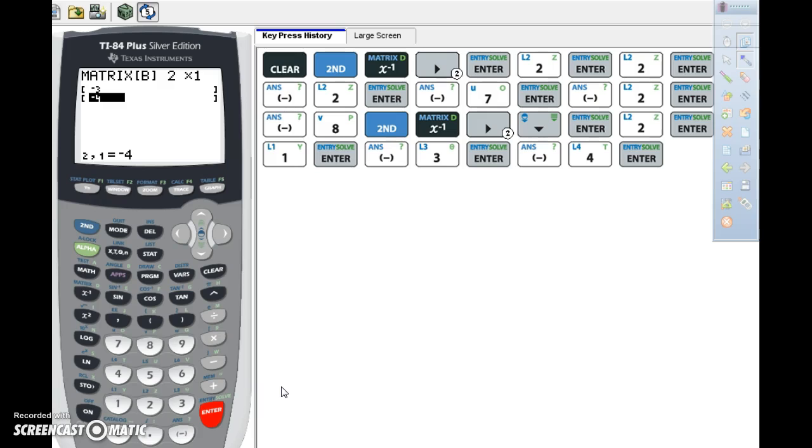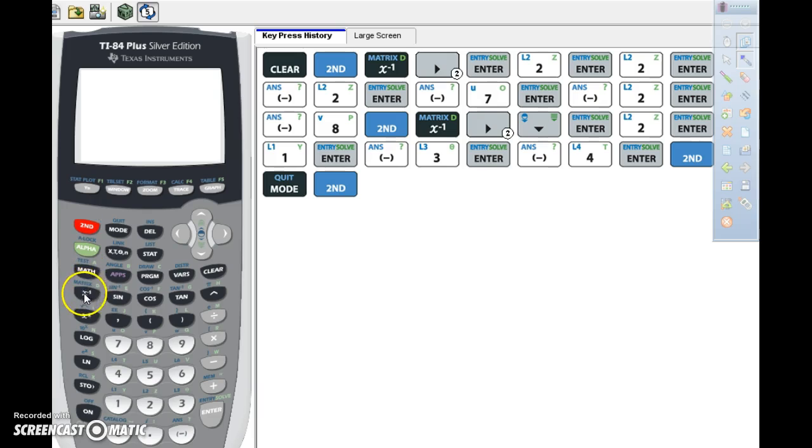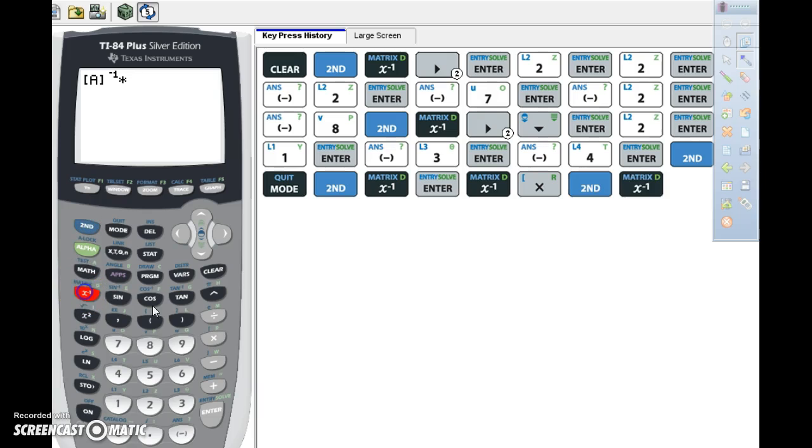And now we're going to ask your calculator to do A inverse times B. So we're going to hit second mode. Go pick up matrix A. Inverse times matrix B. And there's our answer.